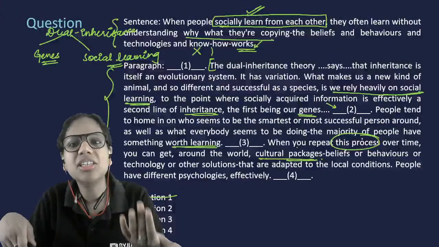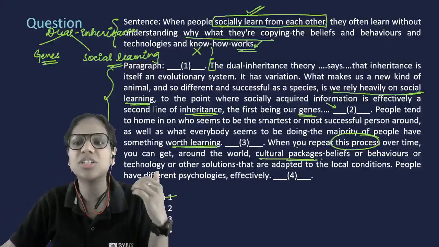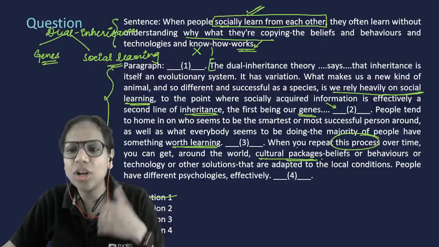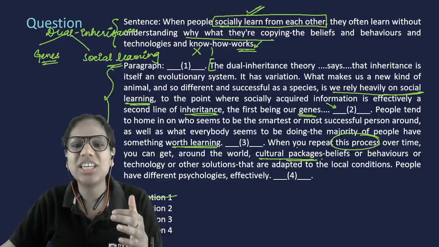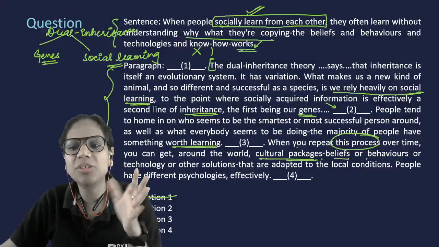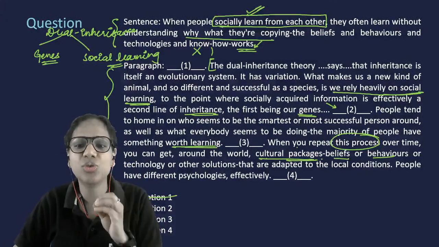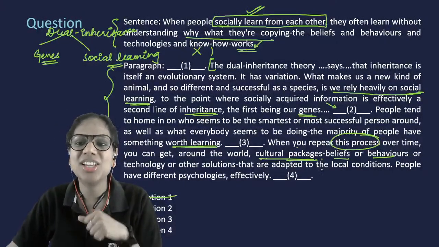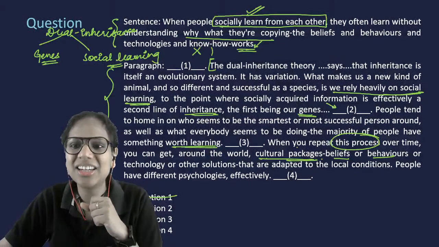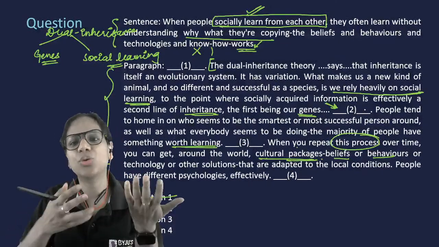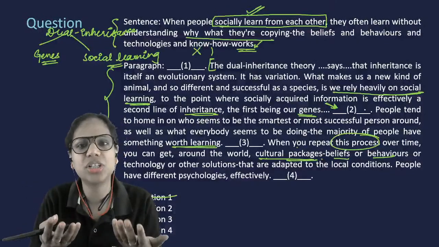When we repeat this process of learning from the successful and smarter people around us, we actually evolve cultural packages. Okay, we evolve these cultural packages, we adopt these beliefs, behaviors, technology solutions, and we even adapt them to our local conditions. So this can come here itself, because this introduces the idea of social learning, that we start copying. This is how social learning happens.